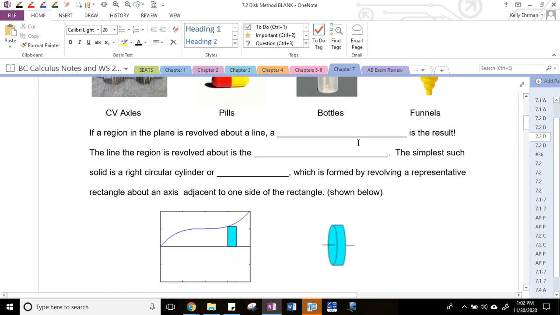If a region in the plane is revolved about a line, a solid of revolution is the result. Those are, again, the examples in the pictures above. The line the region is revolved about is the axis of revolution. The simplest such solid is a right circular cylinder, or a disk, which is formed by revolving a representative rectangle about an axis adjacent to one side of the rectangle.